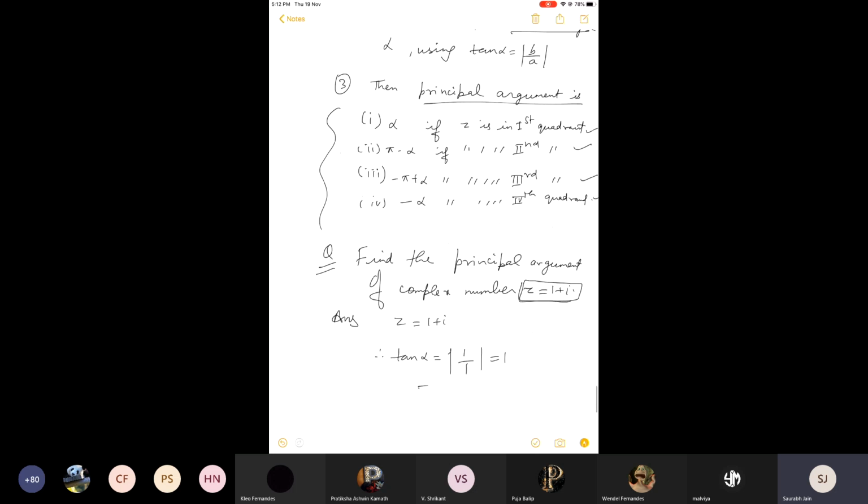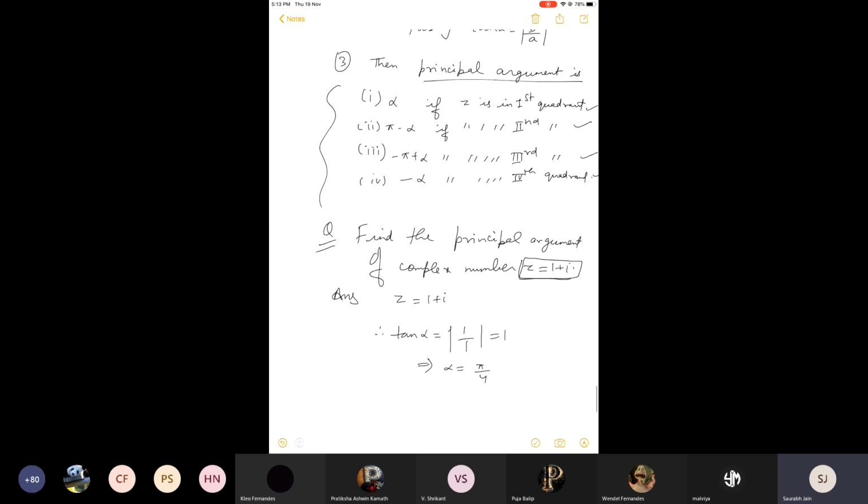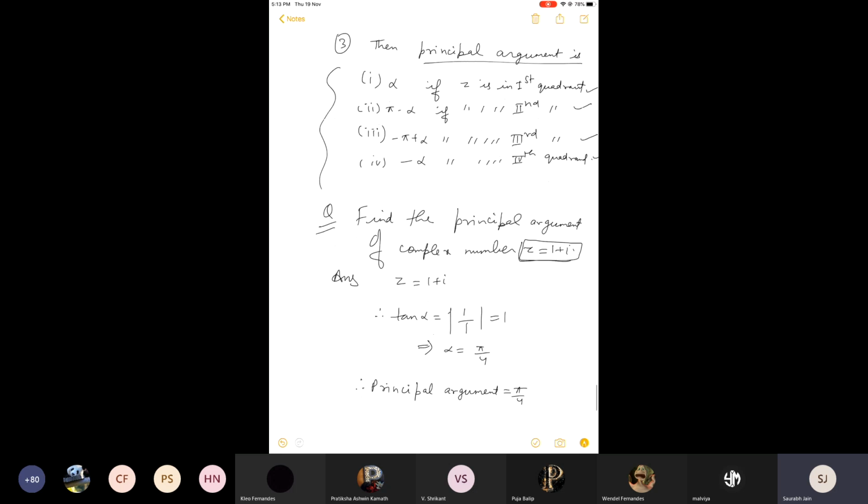What I told you, from here you will always find the acute angle. That angle is pi by 4. Tan alpha 1, acute angle 45 degree, everybody knows. Pi by 4 radian. Last point, principal argument. From the third step, you observe the first point and that is your answer. Principal argument is pi by 4. You know what is the reason? Because z, which is 1 plus iota, which is actually a point in Argand plane, is in first quadrant. Okay, so this is the meaning of principal argument.